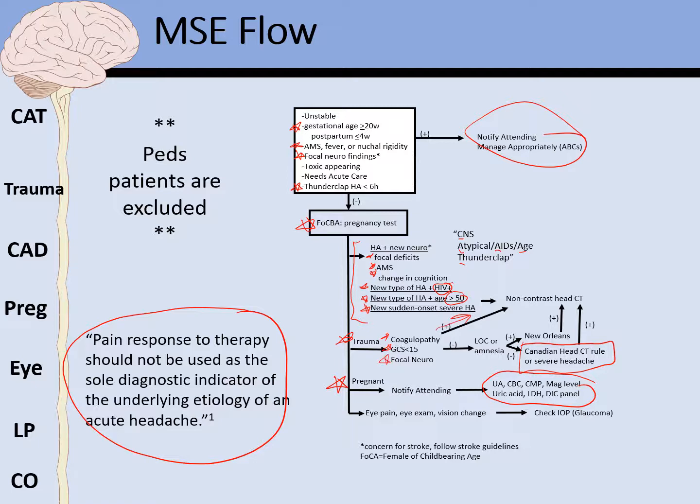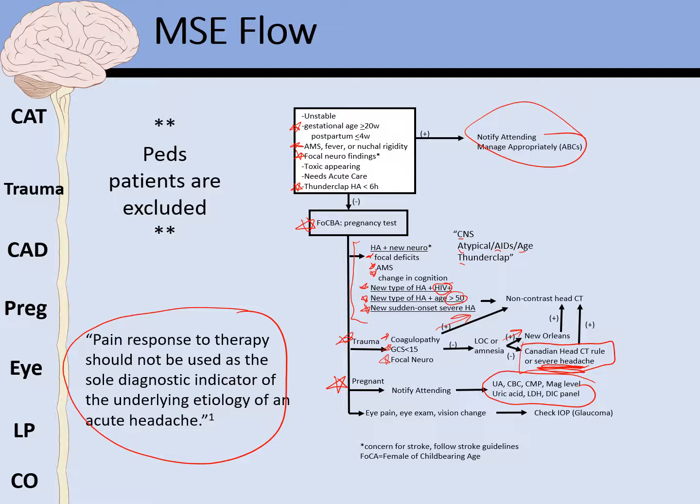Also remember to ask about loss of consciousness and amnesia, as ACEP Clinical Policies suggest using the New Orleans rule if one of those is present. ACEP also suggests a head CT if a severe headache is present. This pathway is discussed in more detail in later slides.